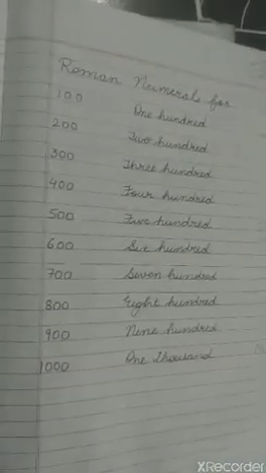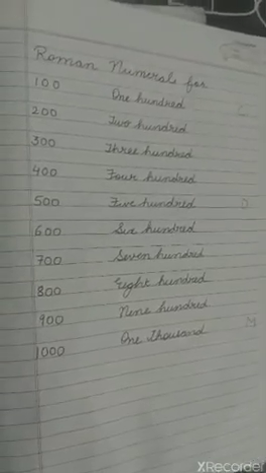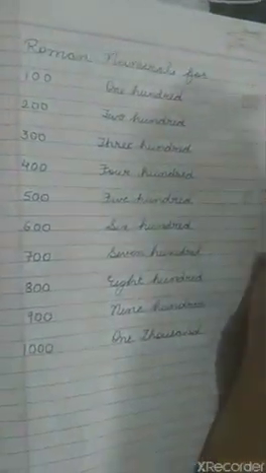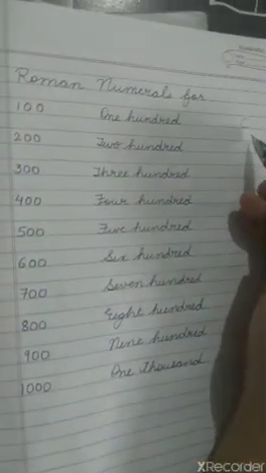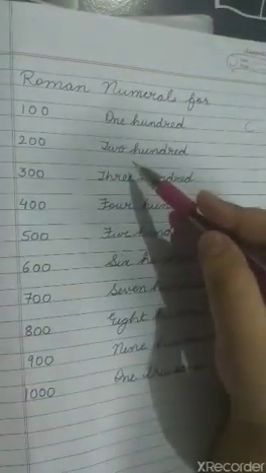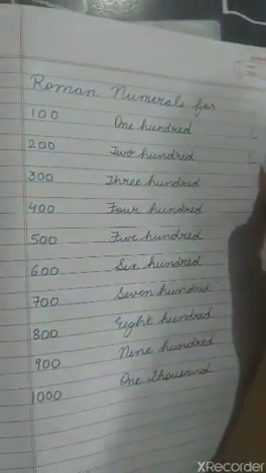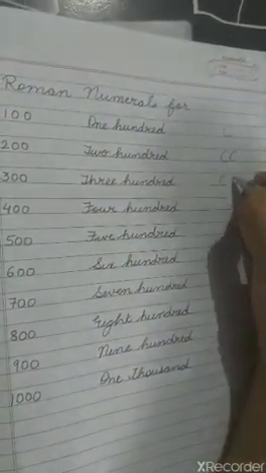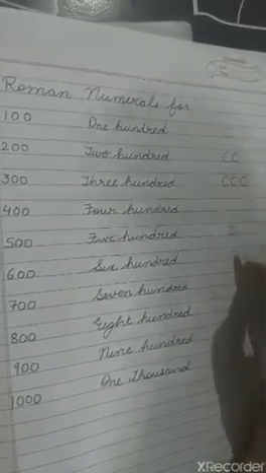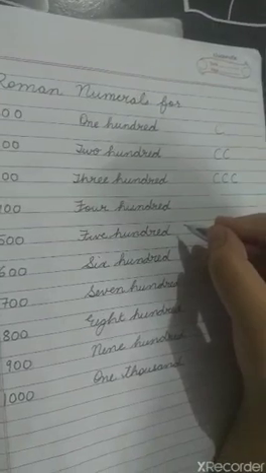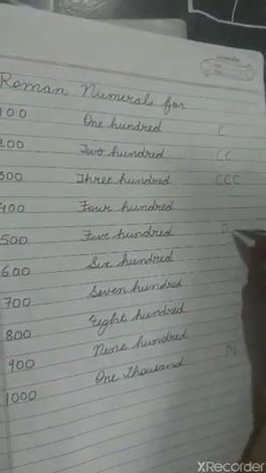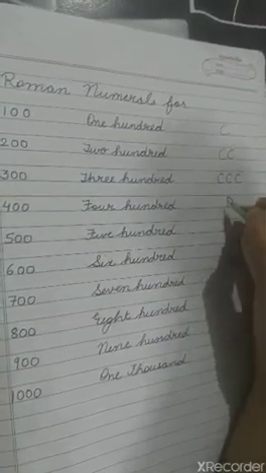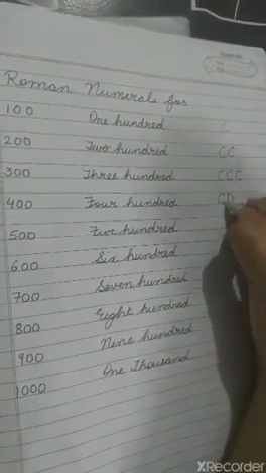Let us learn how to write Roman numerals above 100. As we know, 100 is written as C, capital C. How to write 200? 100 plus 100. How to write 300? 100 plus 100 plus 100, 300. How to write 400? We cannot repeat it 4 times, so we'll move to the next basic symbol, that is 500, D, and subtract 100, that is 400.